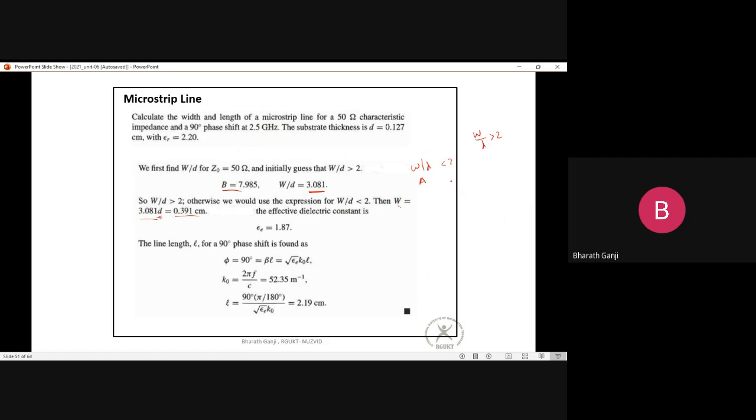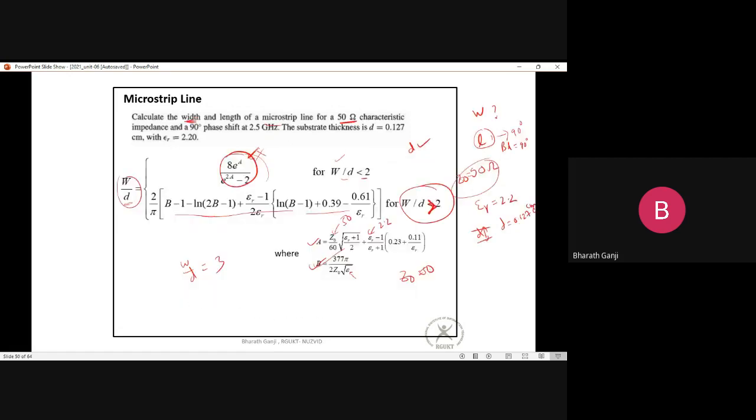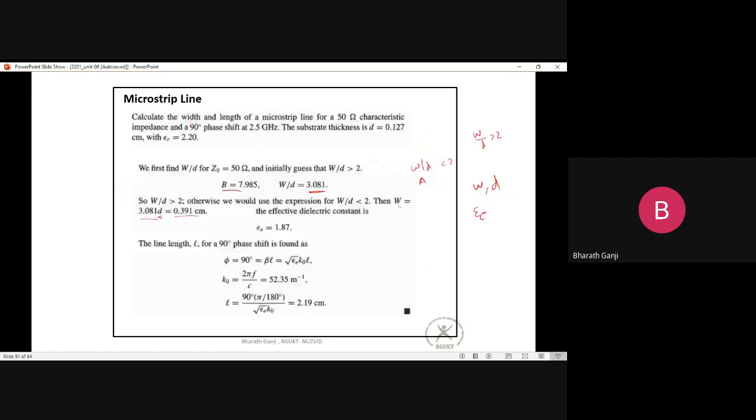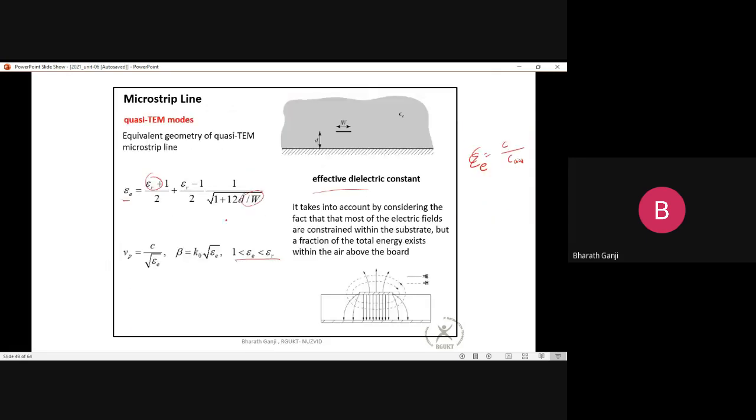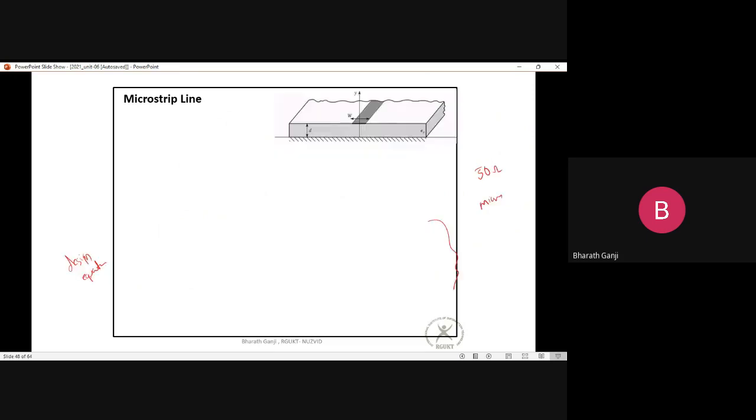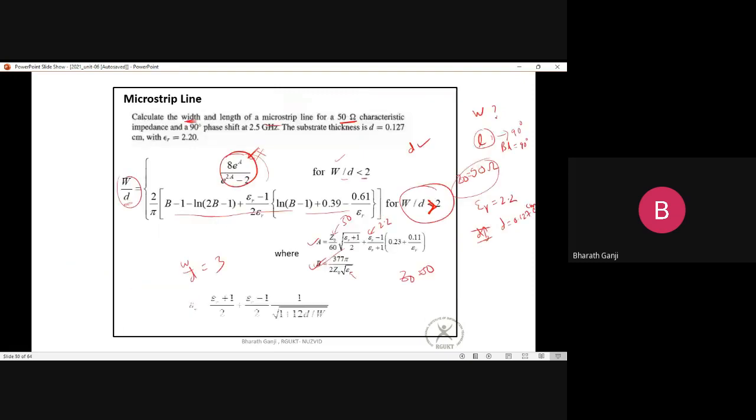So once I have the value of W and I have the value of D, I can find epsilon effective. So we have the formula for epsilon effective: epsilon r plus 1 by 2, plus epsilon r minus 1 by 2, times 1 by square root of 1 plus 12 D by W. So I have the values of D and W, I can substitute and get the value of epsilon effective.